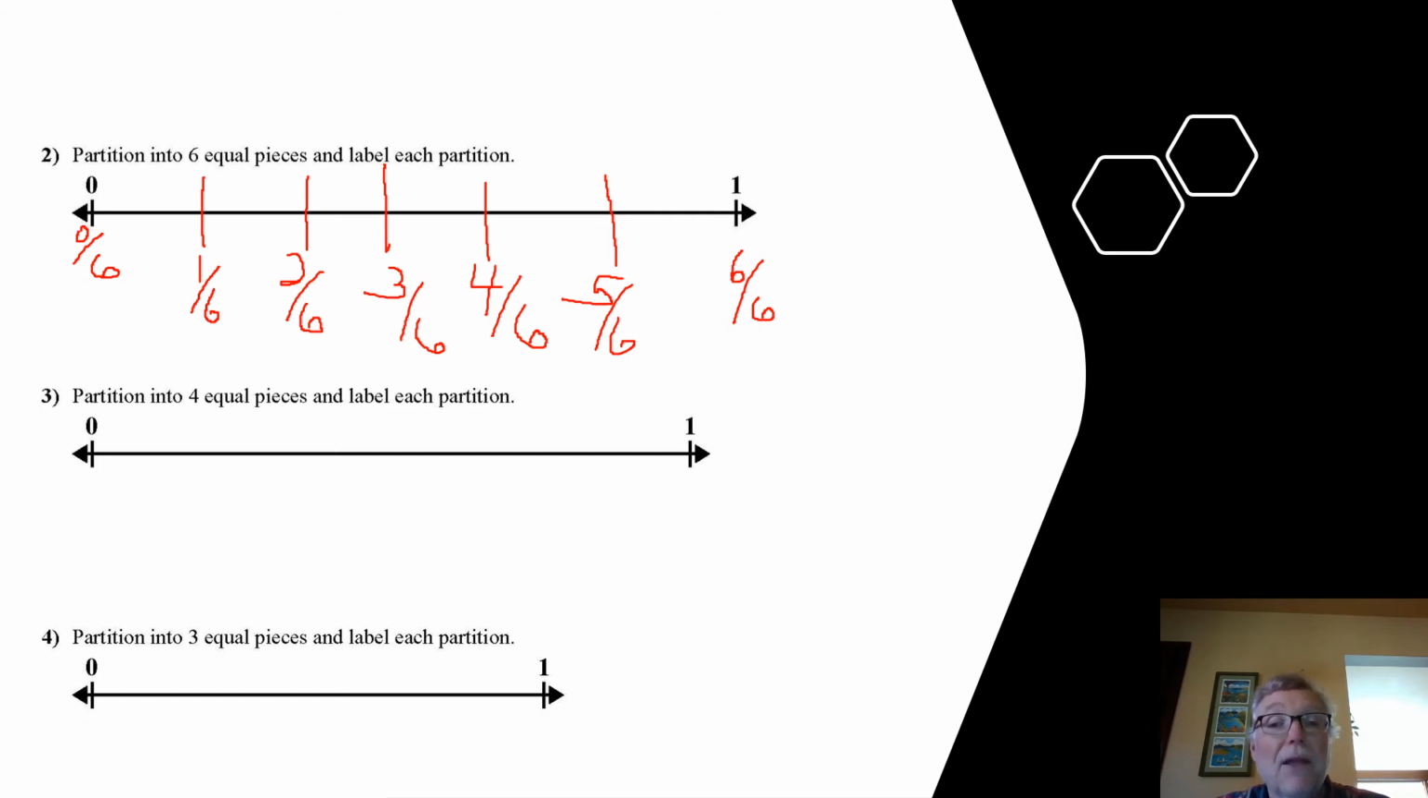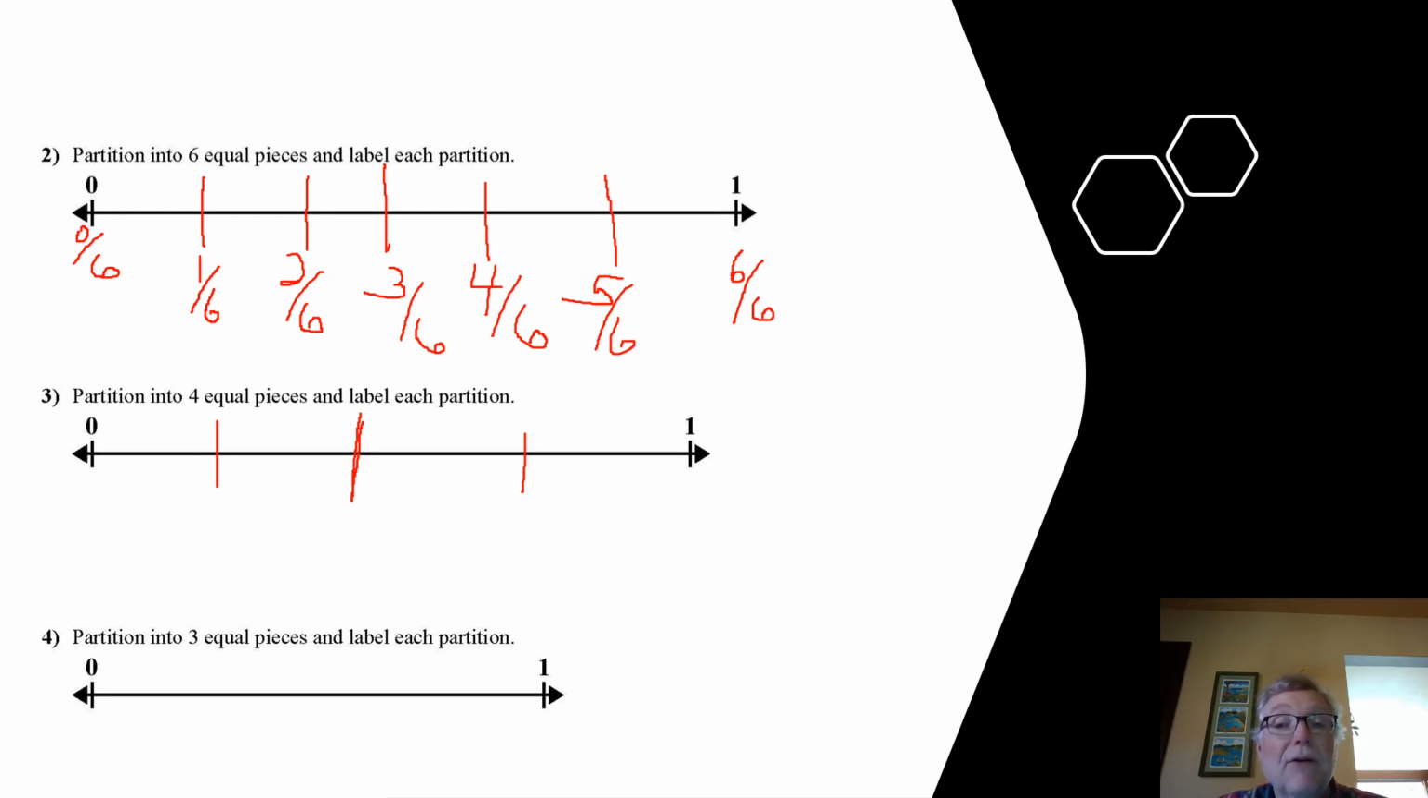So let's take a look again. Number 3 here says partition into 4 equal pieces and label each partition. For me, the easiest thing is to split it in half first. Then I'm going to split the section from 0 to the middle in half. Now I'm going to do the same thing between the middle and the 1 and break that up in half. And I should have 4 equal sections. Let's see, I'm going to start at 0: 1, 2, 3, and 4.